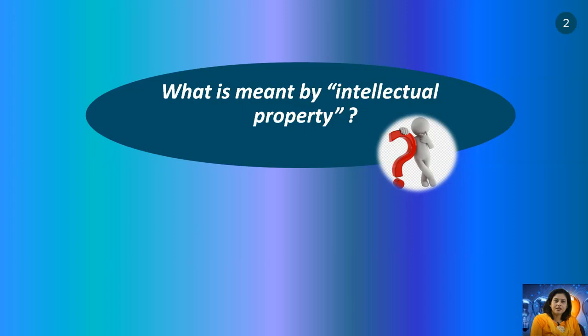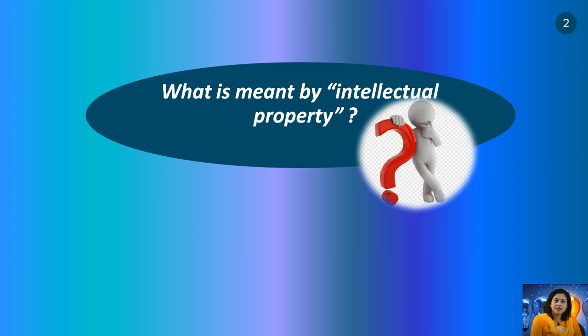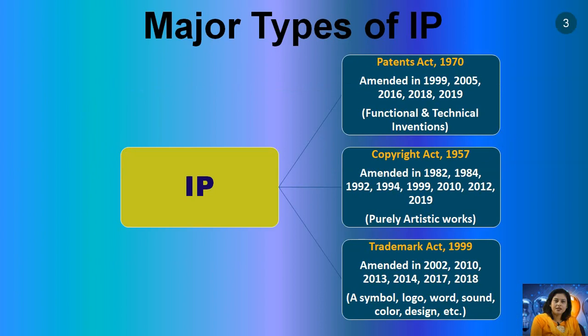Now, what do you mean by intellectual property? There are three major types of intellectual property. Number one is patents. Number two is copyright. Number three is trademark. Patents Act happened in 1970 and it was amended in 1999, 2005, 2016, 2018 and 2019. Patents Act mainly deals with functional and technical inventions.